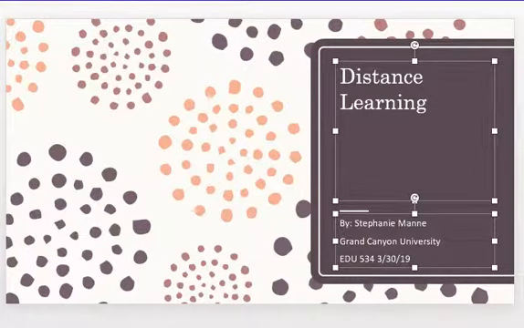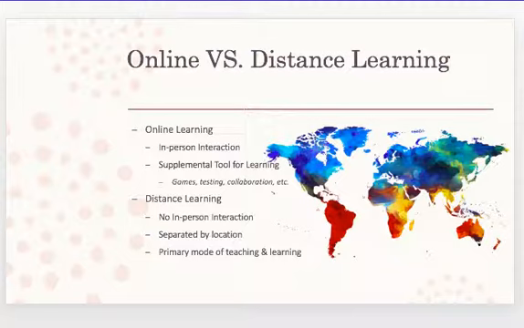Both distance learning and online learning have become increasingly popular in the United States today. But what is the difference between online and distance learning? With online learning, this can be anything that is completed online. So, for example, students and teachers in the same room using the internet as a supplemental tool for learning. This is an example of online learning, but not distance learning.